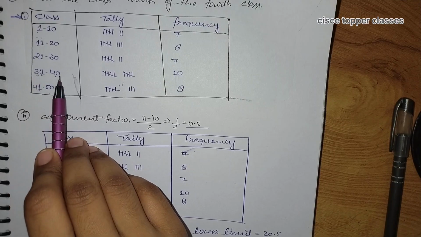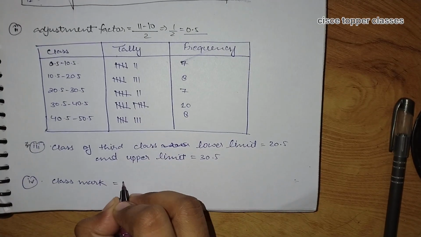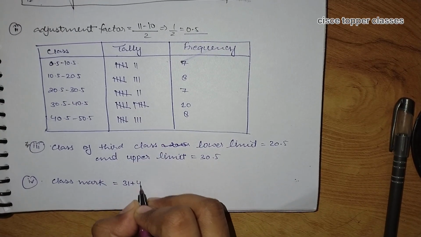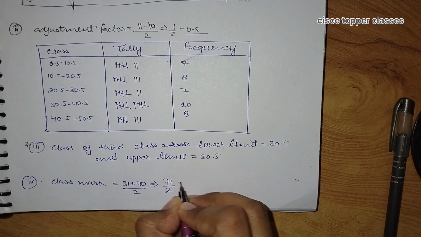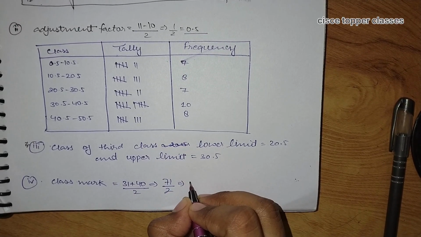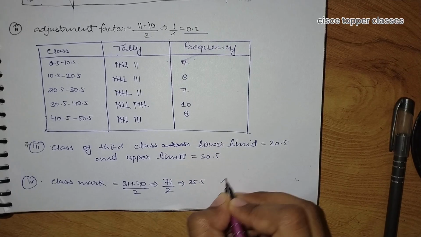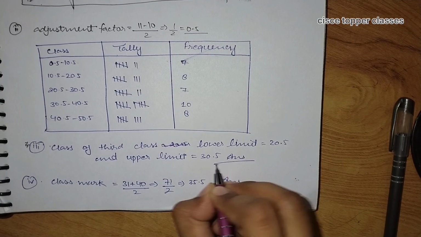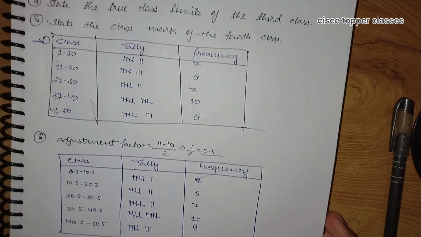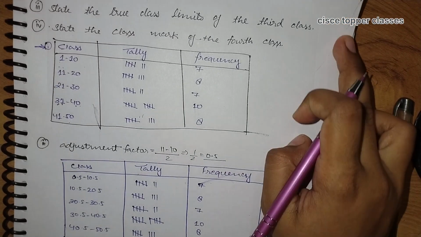So this will be 31 plus 40 divided by 2 is the class mark. Lower limit is 31, upper limit is 40, divided by 2, means 71 divided by 2. If we write here, this will be 35.5 as the answer in this question. So this is the answer of the fourth part, this is the answer of the third part, and these are the tables drawn for the class here.